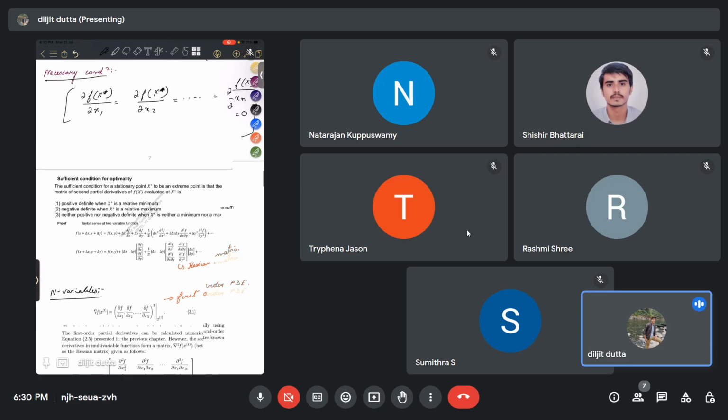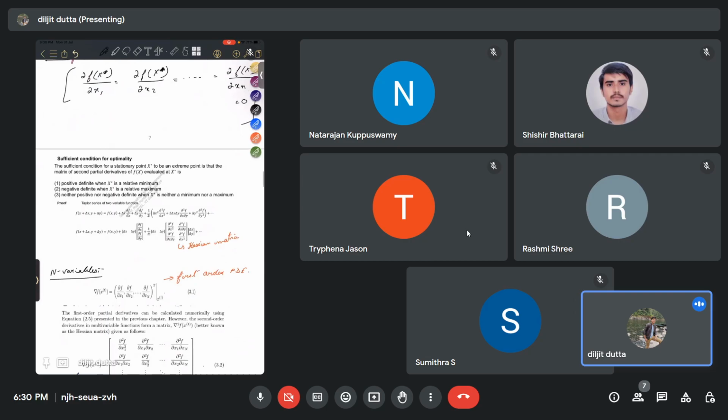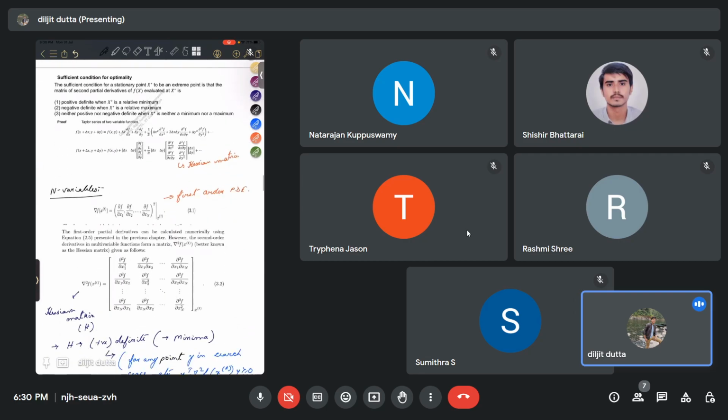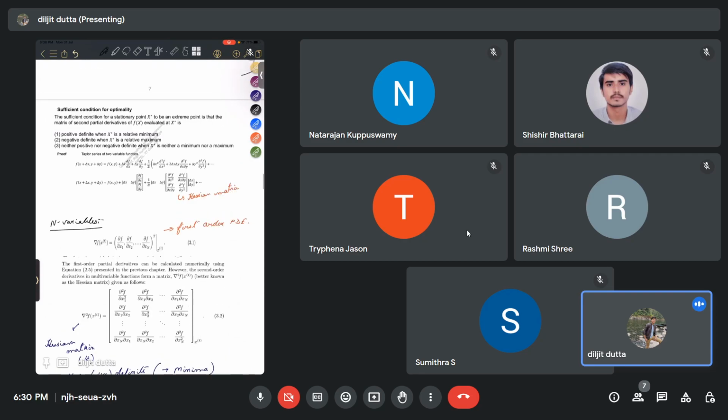Now, in multivariate optimization, the sufficient conditions for optimality also come from the Taylor series. Initially I will show it for only 2 variables, and you can then extend to n variables. The Taylor series for a two variable function is given in this way: f of x plus delta x, y plus delta y is equal to f of x y plus delta x into del f by del x plus delta y into del f by del y plus 1 by 2 factorial into delta x square del square f by del x square plus 2 delta x delta y del square f by del x del y plus delta y square del square f by del y square.